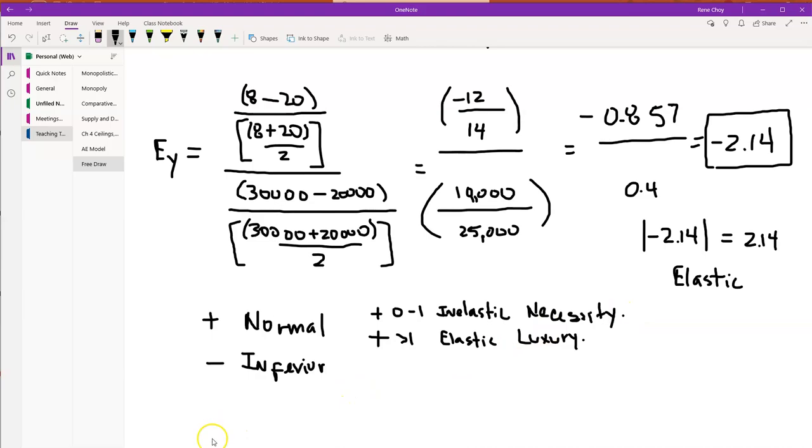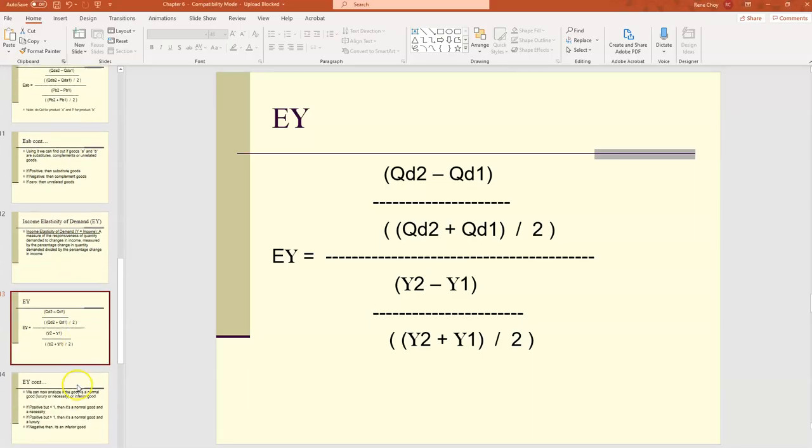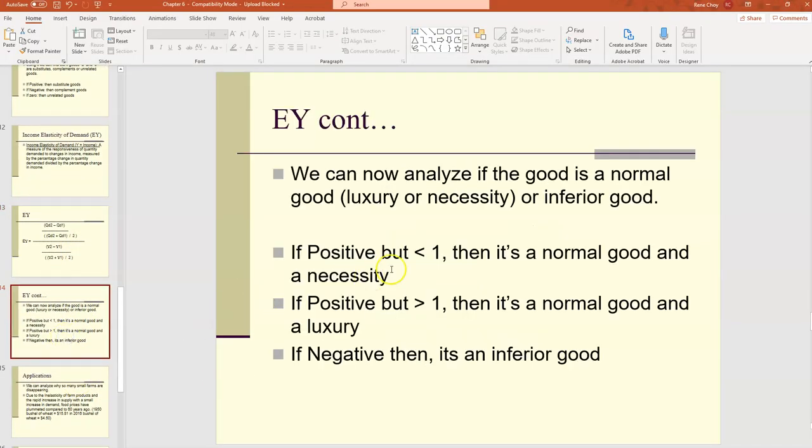Okay? So I wrote all that stuff down here on the PowerPoint. So if it's positive but less than 1, this good is normal and a necessity. If it's positive but greater than 1, then this is normal and a luxury. And if it's negative, then the product is inferior. Now, why is it important or interesting for business students or people in general to understand this? Well, there are goods that will perform well during bad times, just like there are goods that will perform well during good times. And a lot of it has to do with the behavior of people.